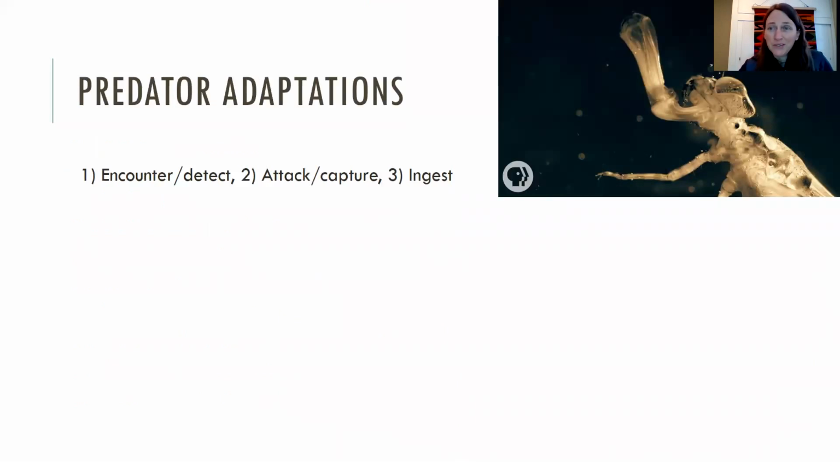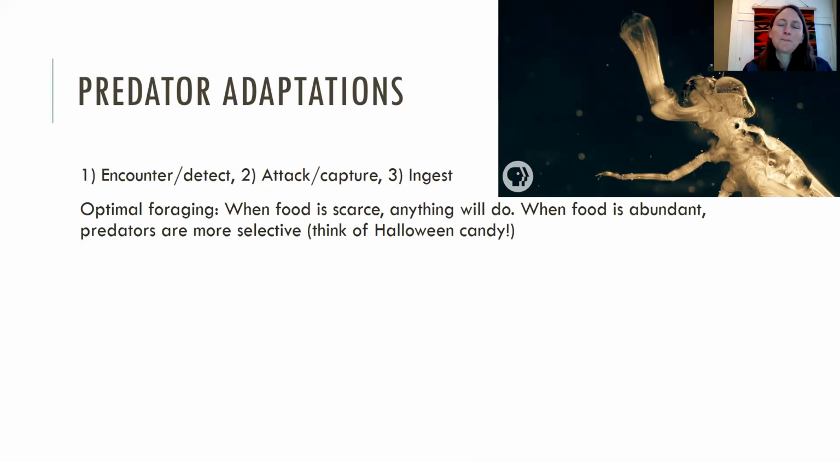What kinds of things can predators do? Well, they need to encounter and detect their prey. They need to attack and capture it, and then they need to ingest it somehow. So there's a theory called the optimal foraging theory that basically says that when food is scarce, anything will do, but when food is abundant, predators are more selective.